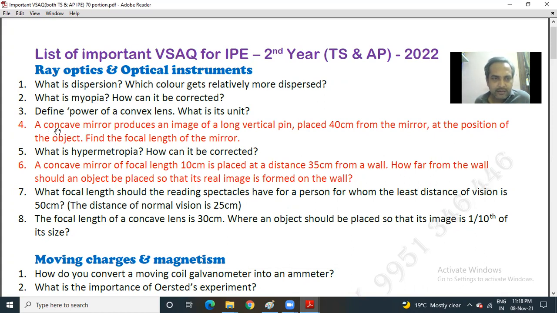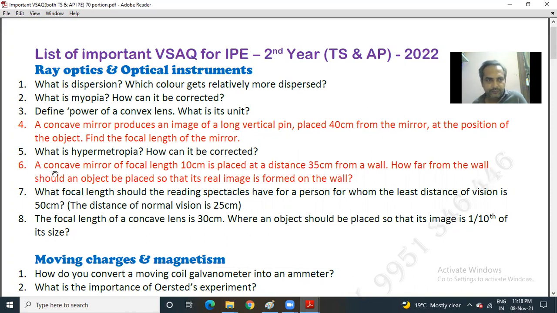For this year, those who are preparing for 2022 March, you don't need to learn the answer of this particular question. Okay, first let me read the question. A concave mirror produces an image of a long vertical pin placed 40 centimeters from the mirror at the position of the object. Find the focal length of the mirror. Question number 5. What is hypermetropia? How can it be corrected?